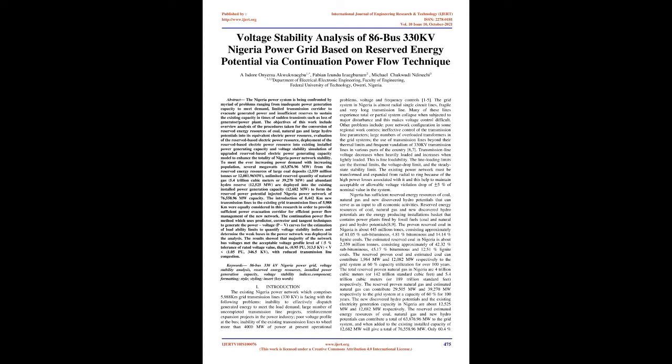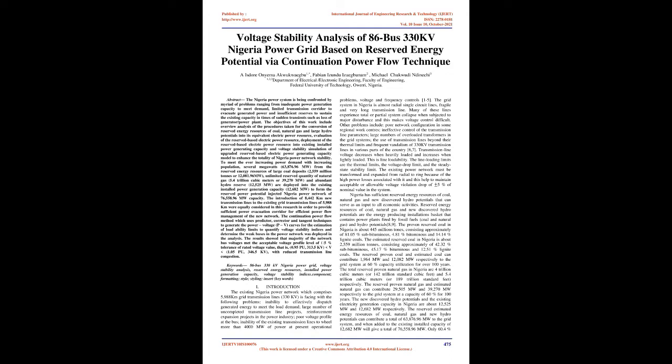To meet the ever-increasing power demand with increasing population, several megawatts, 63,876.96 MW, from the reserved energy resources of large coal deposits, 2,559 million tons or 12,081.96 MW, unlimited reserved quantity of natural gas, 5.4 trillion cubic meters or 39,270 MW, and abundant hydro reserve, 12,525 MW, are deployed into the existing installed power generation capacity, 12,682 MW, to form the reserved power potential injected Nigeria power network of 76,558.96 MW capacity.